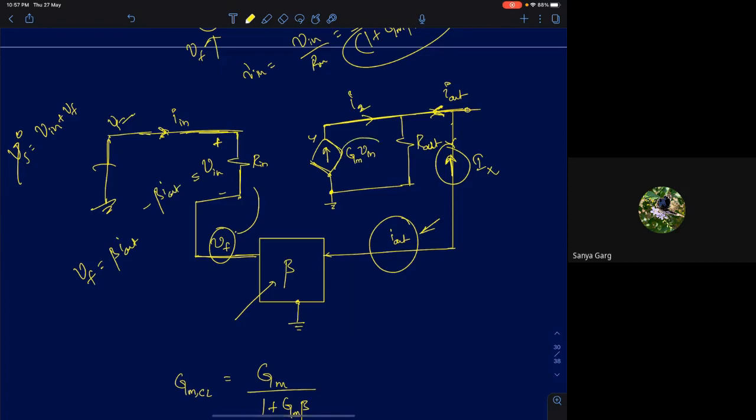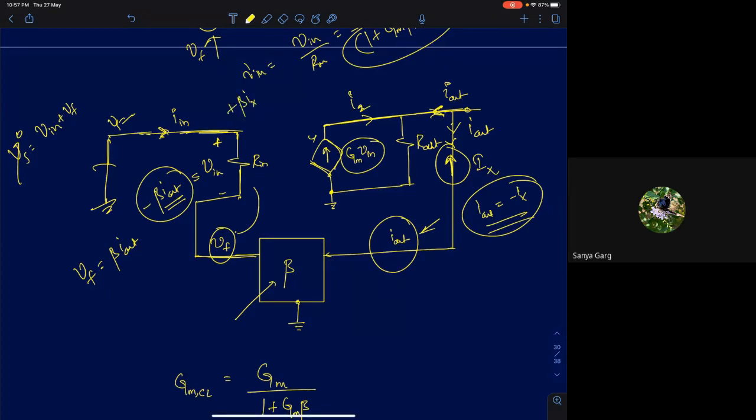So I will substitute it here. And remember, it is minus of beta times Iout, but our direction of Iout is different. Iout is minus Ix because our notation for Iout was in this direction. So Iout is minus Ix. So let's substitute the value minus beta times Iout. I'm going to substitute Ix here. So I will get plus beta times Ix. So I'll substitute Vn with plus beta Ix. So I'll get Gm into beta into Ix. So the current I2 will be beta into Gm into Ix.